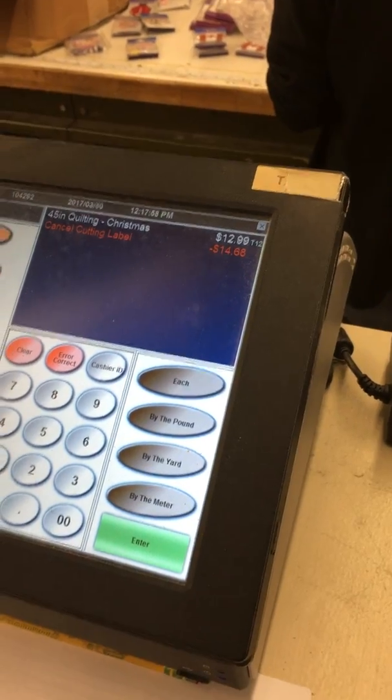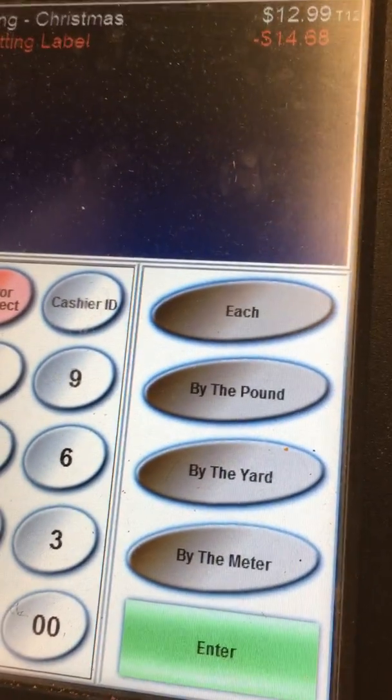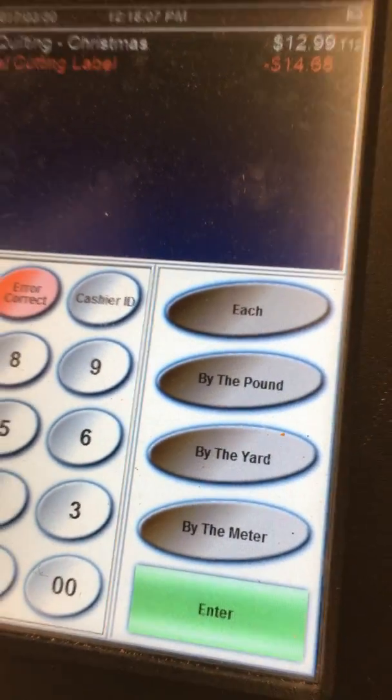By the yard. Oh, I see. So that kind of limits us. You can also do it by each, by the pound, and by the meter.